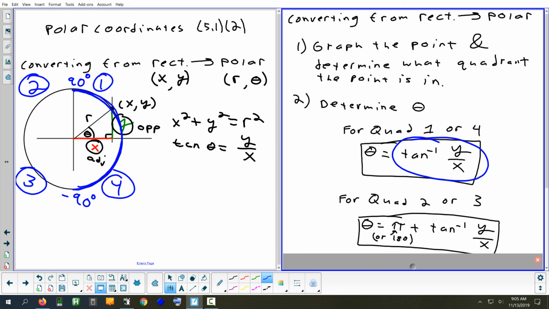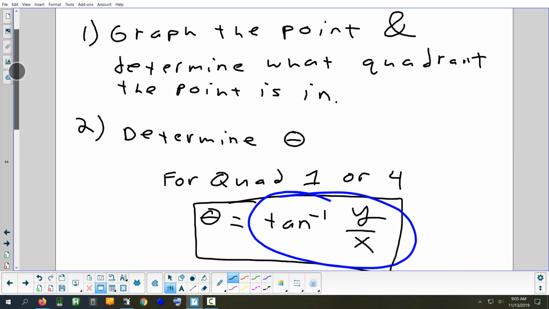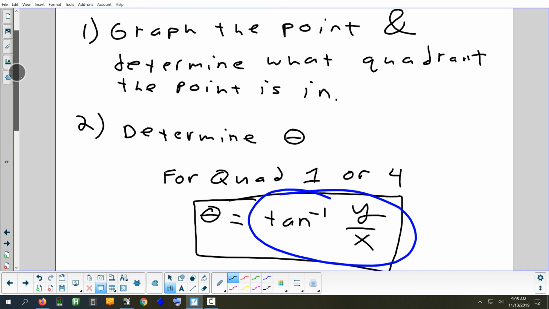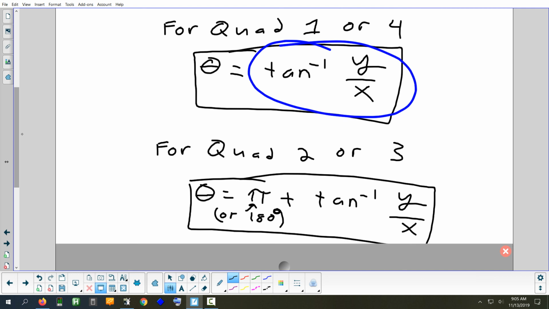We're still going to do inverse tangent of y over x. But if you want to go to the other half of this circle, the left half, you have to add 180. Or if you're doing it in radians, it would be pi. That's why I had you do step 1. If you don't have to graph the point, you can figure out the quadrant in your head. That's fine too. Just make sure you know what quadrant you're in. So quadrants 1 and 4, use the top formula. Quadrants 2 and 3, use this one.